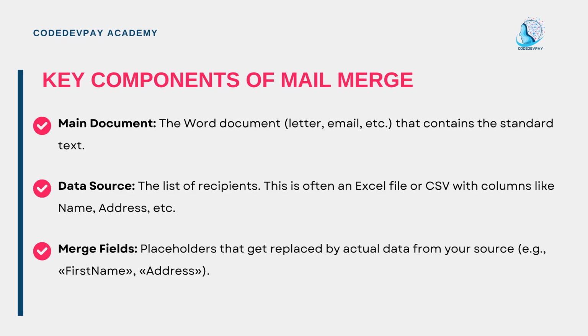There are three main parts. First, the main document. This is your letter, certificate, or email. Second, the data source, usually an Excel file or CSV file with the details of your recipients. And third, the merge fields, which are placeholders like first name or email that get replaced with real information.